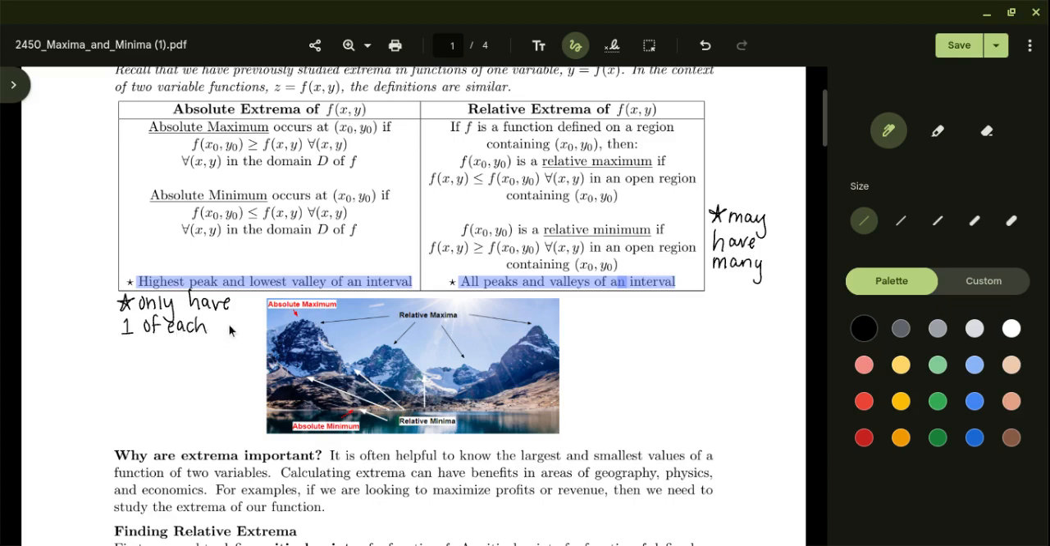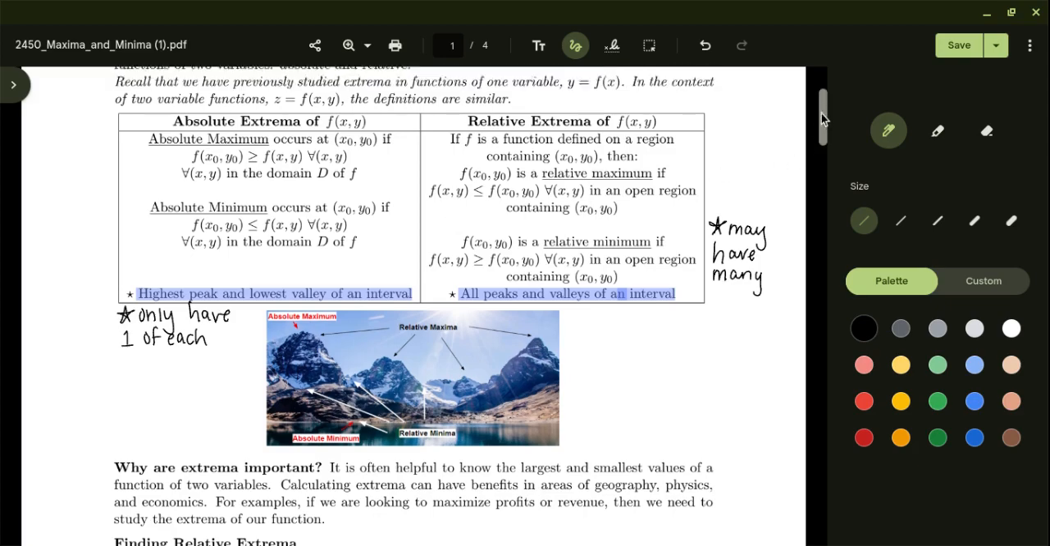But one thing that I do want to point out is that, let's say that 2 of these peaks were the same height and they were both the highest, then we would have our one absolute maximum but occurring at 2 different places. Same thing for minimums.